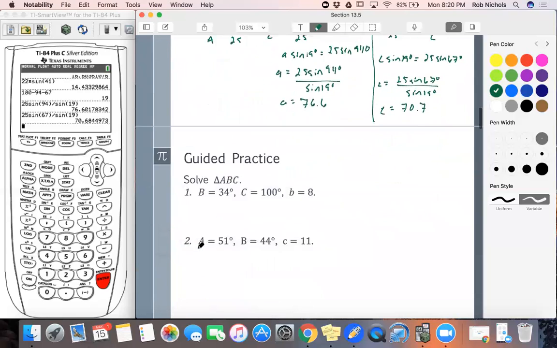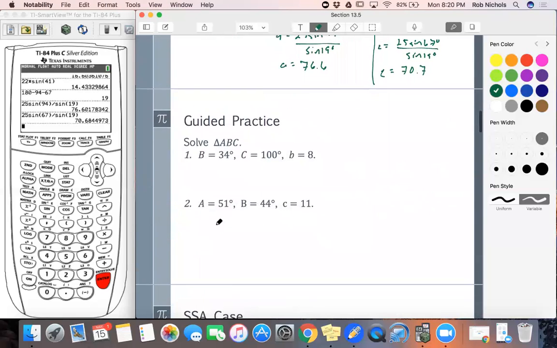All right, so now we have 2 guided practice problems. I would go ahead and draw this picture out. So we have an obtuse triangle. We're going to call that C, which is 100 degrees. Let's call that A. Let's call this B. And B was 34 degrees. And then side B is 8. So if you notice, this case is the AAS case, angle, angle, side.